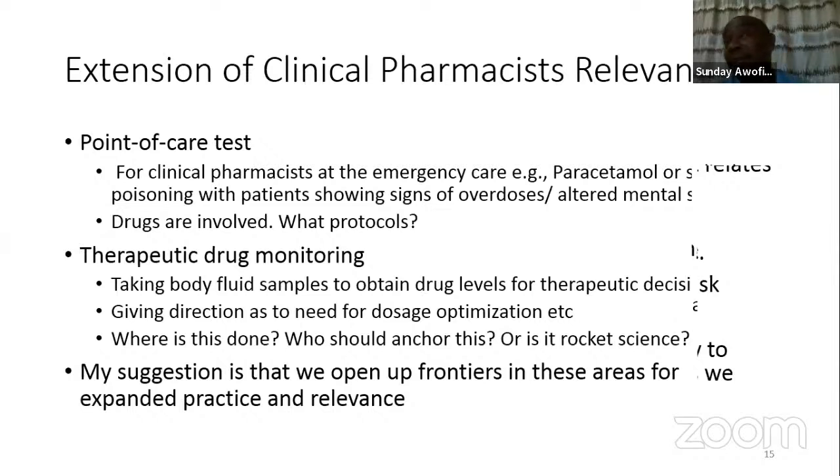If we think about all of these things, then we can come up with ideas that can make us more valued. So if you are talking about dosage optimization, it's not all about hypothesizing. We need to do one thing or the other. Therapeutic drug monitoring is not rocket science. Basic tests are not rocket science. We just need to expand our scope, our horizon, in the area where we become indispensable. So my suggestion at this point is that we open up frontiers in these areas for expanded practice and relevance.